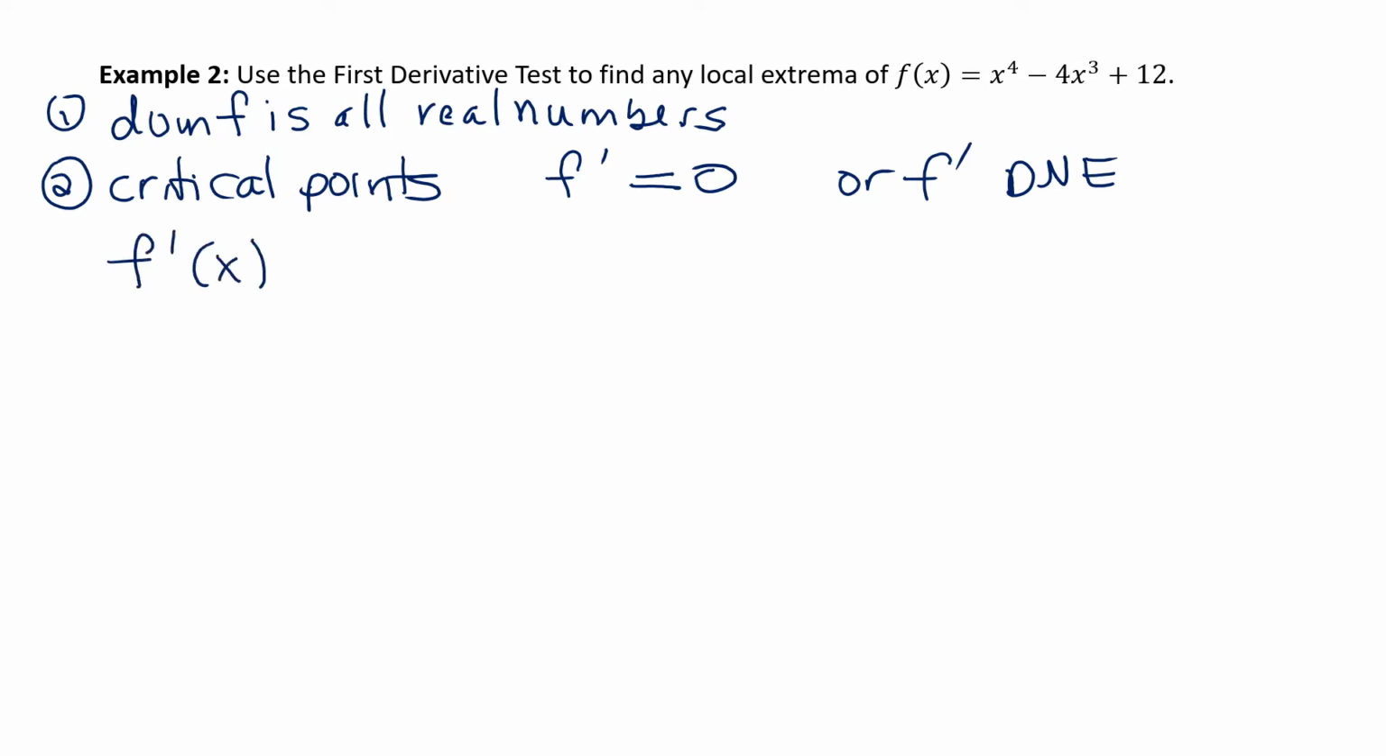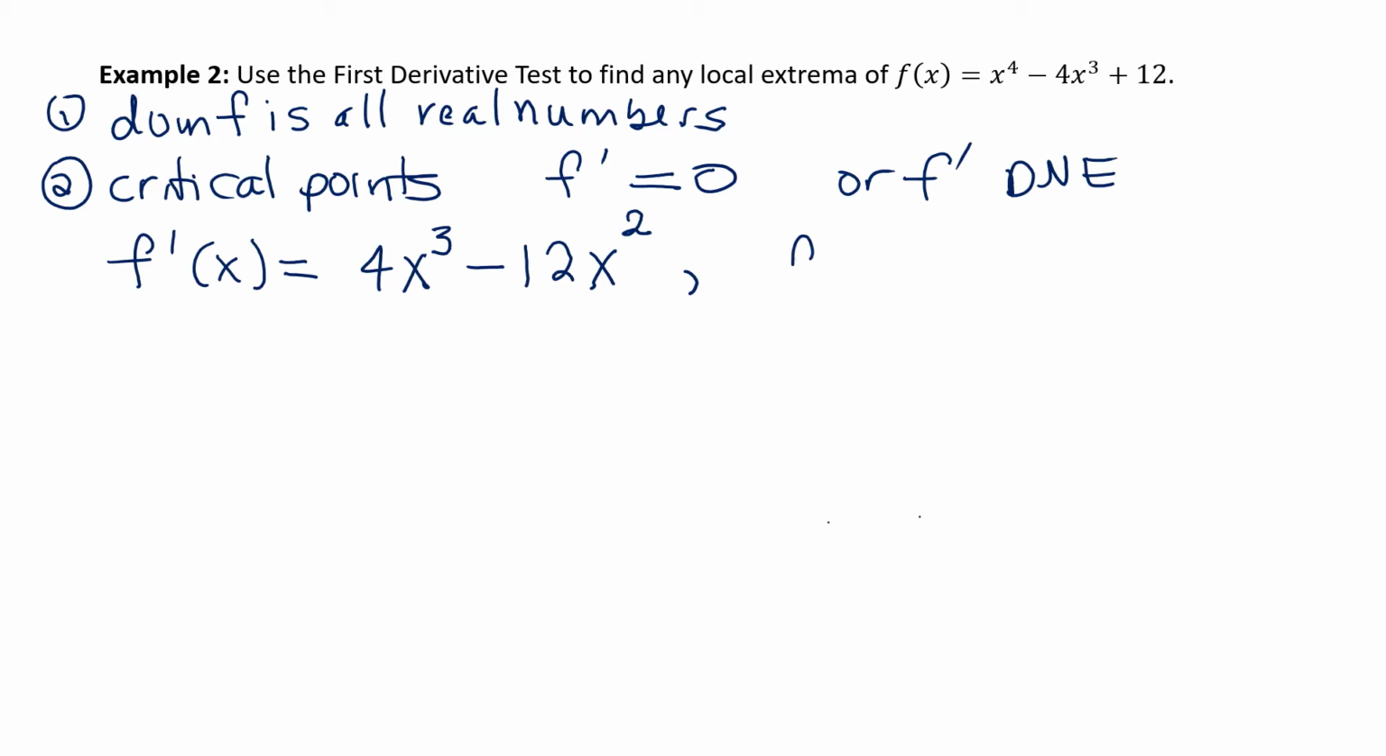F prime of x is equal to, bring the 4 and make it a coefficient, so we've got 4x and the power is 4 minus 1. That would be 3, minus the derivative of 4x cubed, bring the 3 down to the coefficient and multiply it to the 4, so that would be 12x, and then 3 minus 1 is squared. The derivative of 12 is 0.